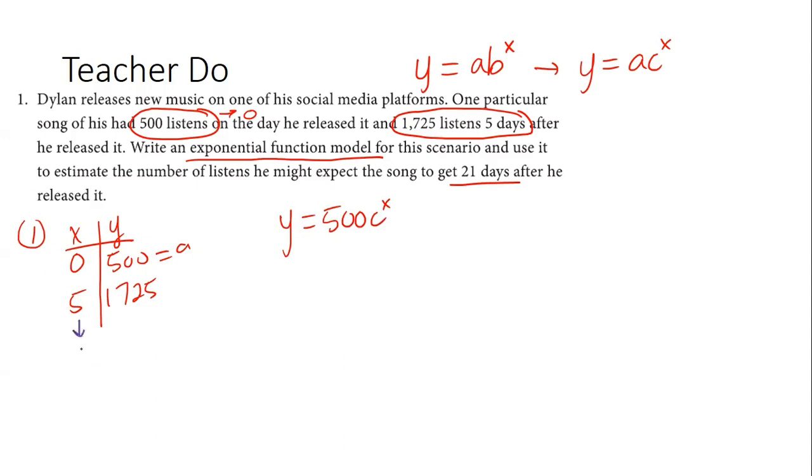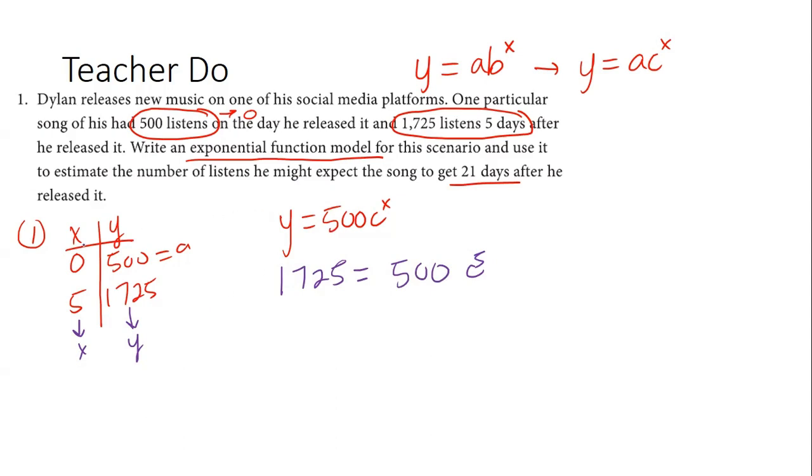So they gave us 5 for x and 1,725 for y. So we're going to substitute in. So y is 1,725. We have 500. We don't know our c, but we know our x is 5. So we're plugging in. Now, instead of having 3 unknowns, we only have 1 unknown. And our job is to solve for that 1 unknown. Okay?